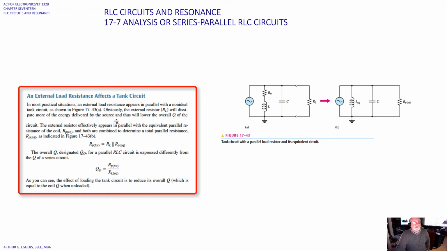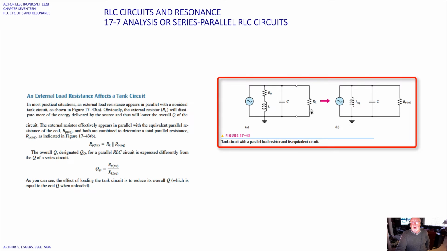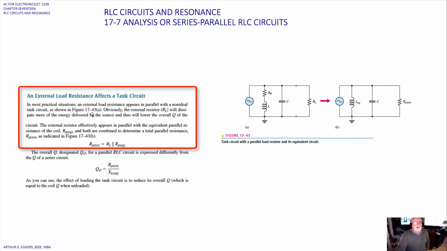Back to the tank circuit. In most practical situations, an external load resistance appears in parallel with a non-ideal tank circuit. So we start to see these circuits where we hang a resistor on the output. That just indicates a load being applied. In actuality, that could be a speaker on a stereo. Obviously, the external resistor R sub L will dissipate more of the energy delivered by the source, and thus will have a lower overall Q for the circuit.